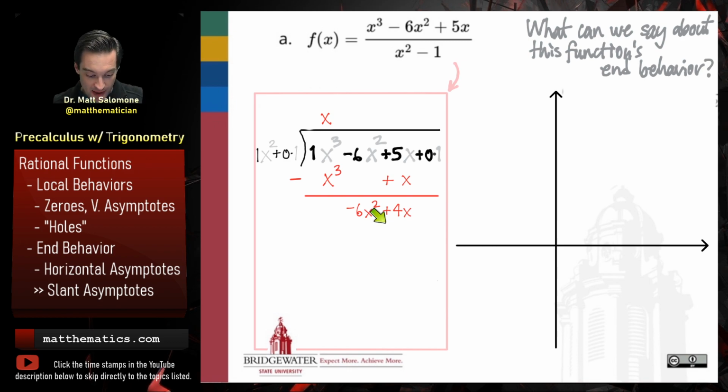And then we play the game one more time. How many times does 1x squared plus 0 times 1 divide into minus 6x squared plus 4x? Well, again, compare the leading terms. How many times does 1x squared go into minus 6x squared? And that quotient is just minus 6.